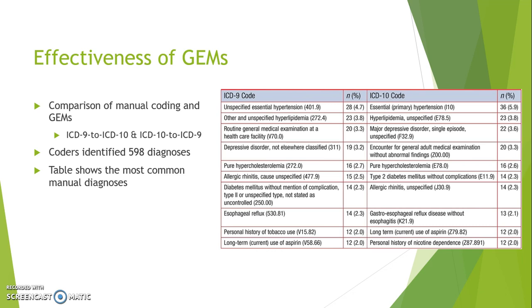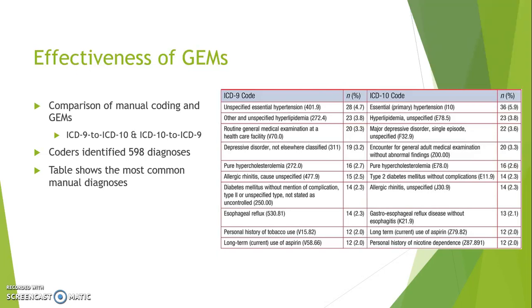Now we're going to look at a study that investigated the effectiveness of GEMS. This study used 100 primary care notes and asked professional coders to code the notes for ICD-9 and ICD-10. The GEMS that were compared were forward GEMS, or ICD-9 to ICD-10, and backwards GEMS, or ICD-10 to ICD-9.